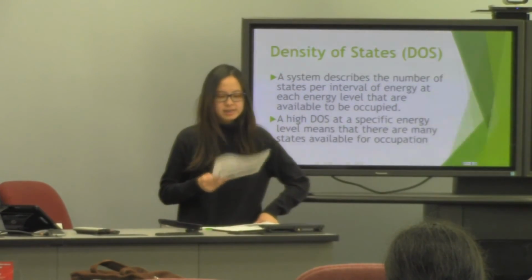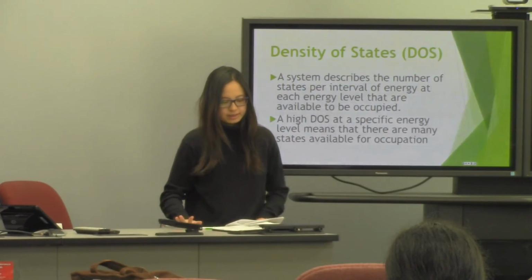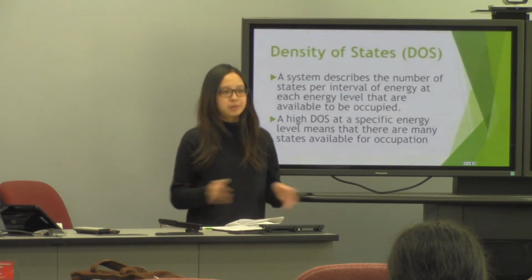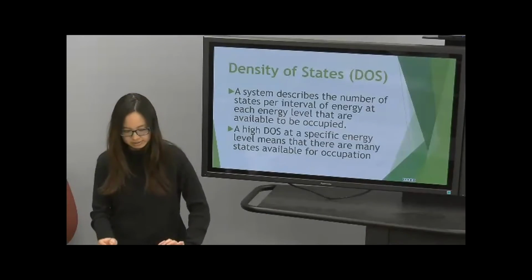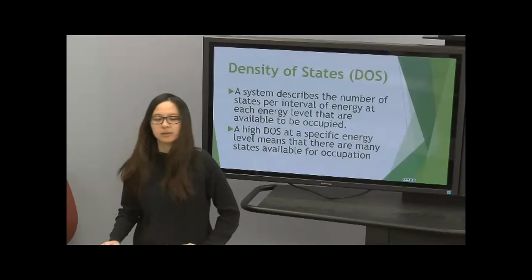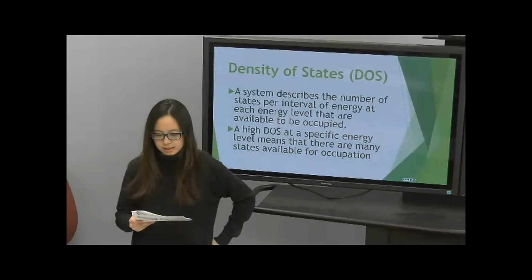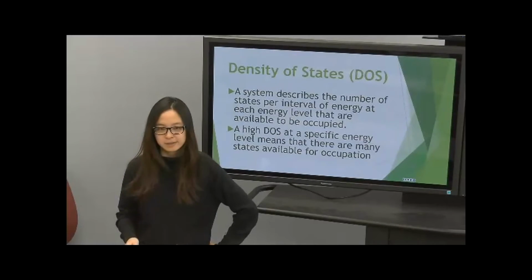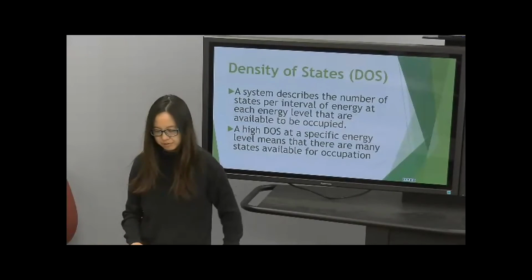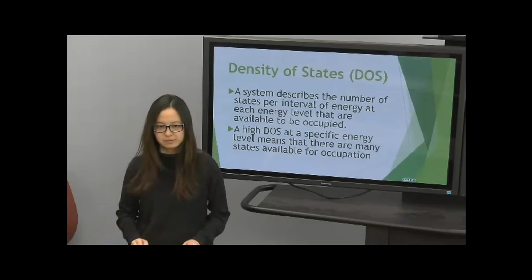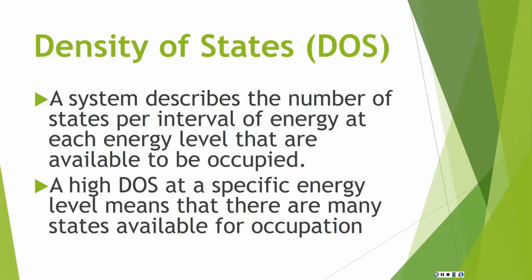So in general, density of states describes the number of states per interval of energy at each energy level that are available to be occupied by electrons. A high density of states at a specific energy level means that there are more states available for occupation by electrons.